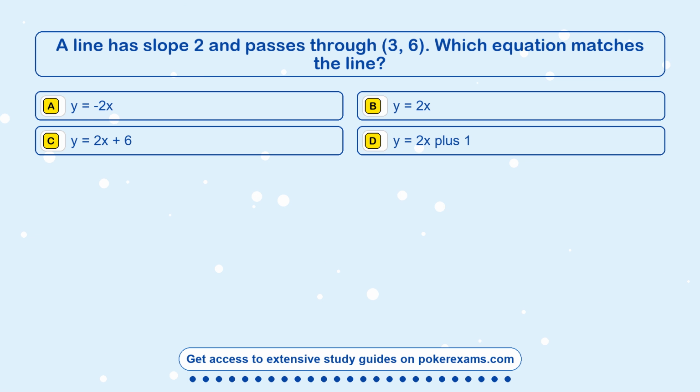Question 14. A line has slope 2 and passes through 3, 6. Which equation matches the line? Option A y equals -2x. Option B y equals 2x. Option C y equals 2x plus 6. Option D y equals 2x plus 1.